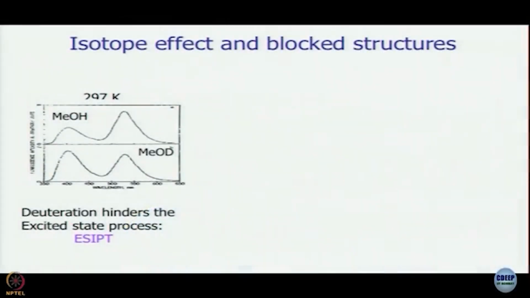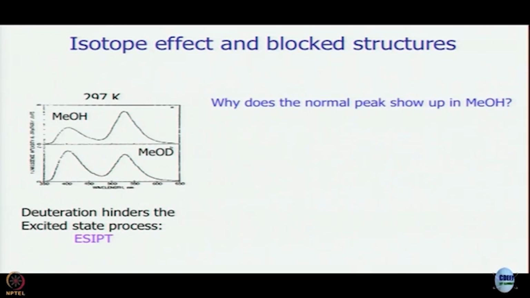So, proton transfer is established, but the spectra bring up a new question. Remember what the spectrum was like in the non-polar solvent at room temperature? Single band, green emission. These are all room temperature spectra. Here in methanol or deuterated methanol, you see 2 bands instead of 1. So, normal peak, normal band, which is not there in non-polar solvents, why does it show up in protic solvent?